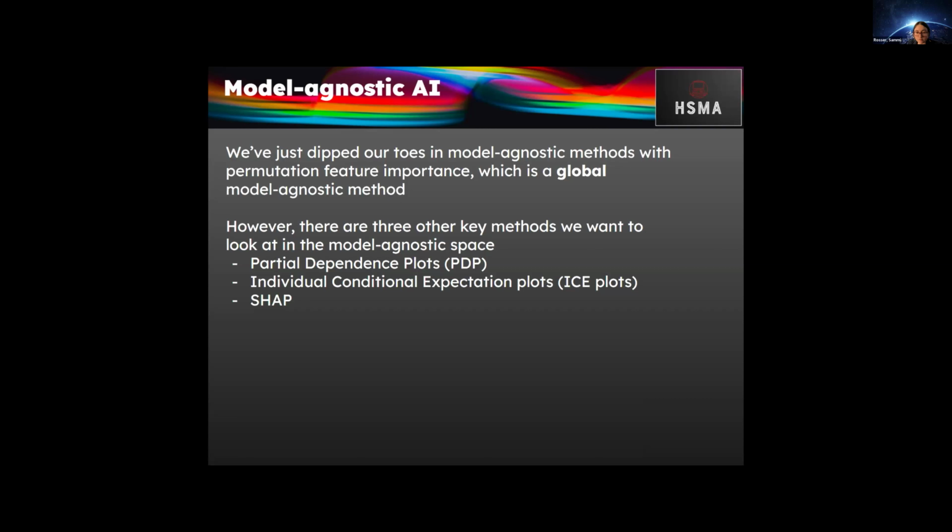So time to look at model agnostic AI. We've got a couple more sections, a couple more slides here, and then we'll take a slightly longer break of about 15 minutes. So we've started to dip our toes in the model agnostic methods, these ones that don't require you to have a particular model in mind when you're using it. Permutation feature importance is one of the nice global model agnostic methods. The other ones we want to talk about today are partial dependence plots, individual conditional expectation plots, and SHAP. So PDP, ICE, and SHAP.